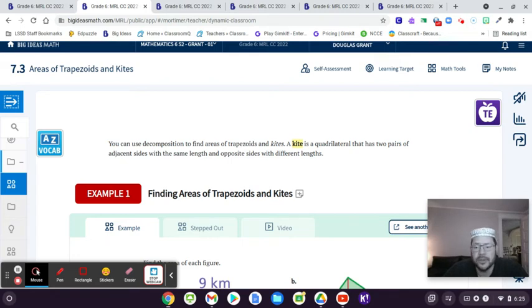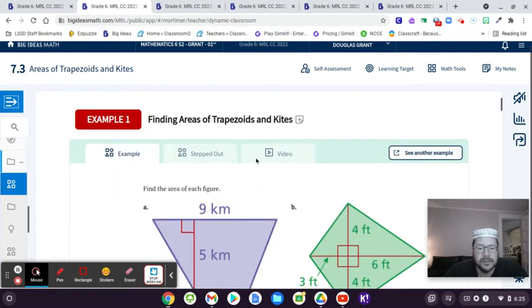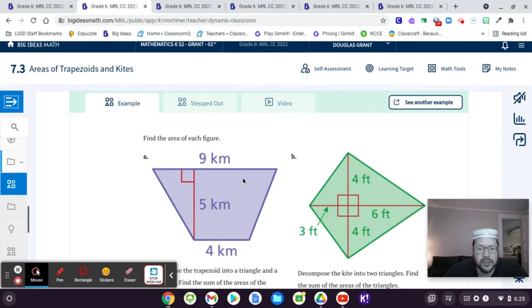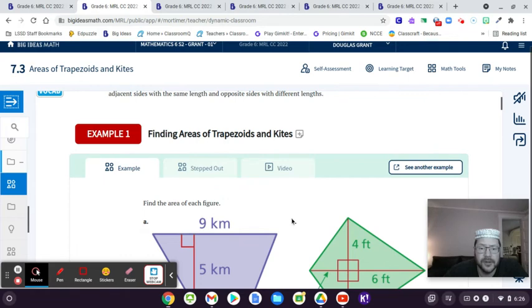And then trapezoids, here's one. So this right here is a trapezoid. This right here is a kite. Now, when a kite has all sides being the same length, then it's called a rhombus. So a kite with all the same side lengths is a rhombus. Okay, there's our vocab for now.